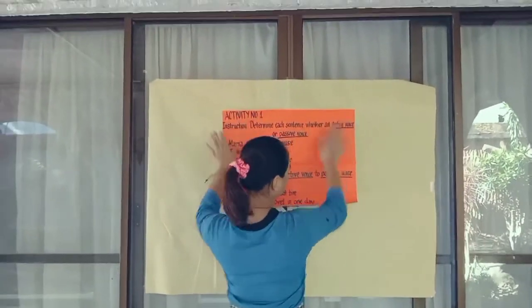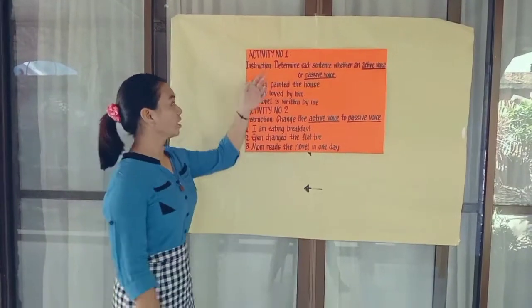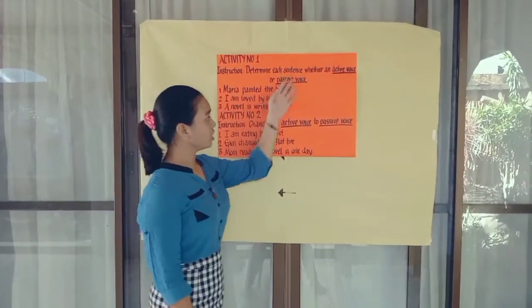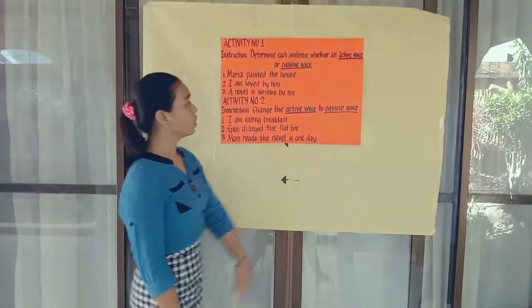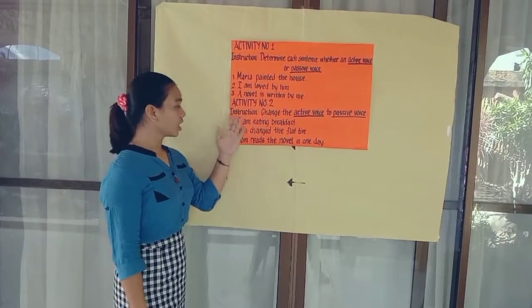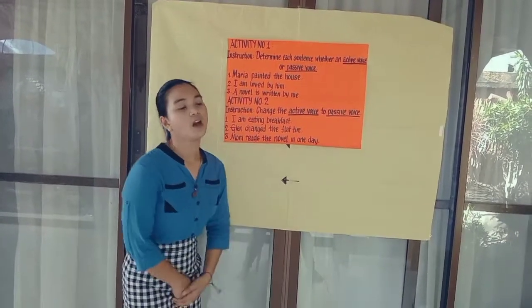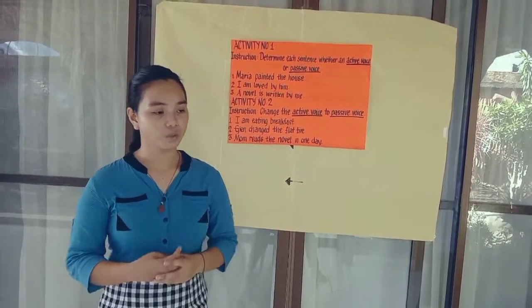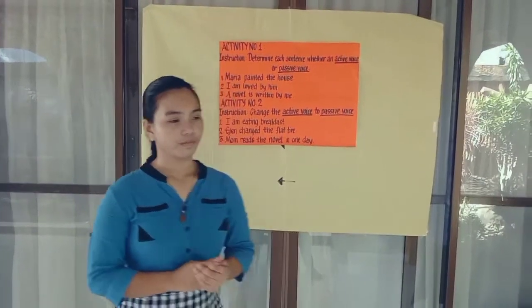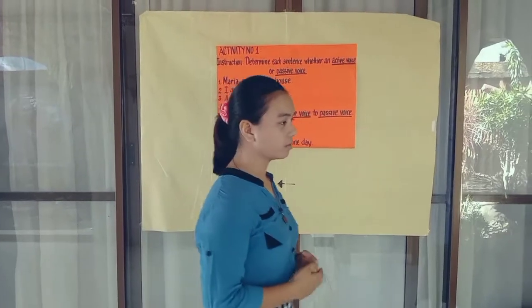Get one half sheet of paper. Activity number 1, instruction: determine whether each sentence is in active voice or passive voice. Activity number 2, instruction: change the active voice to passive voice. Okay, I will give you 20 minutes to answer. Are all done? Pass it in front.